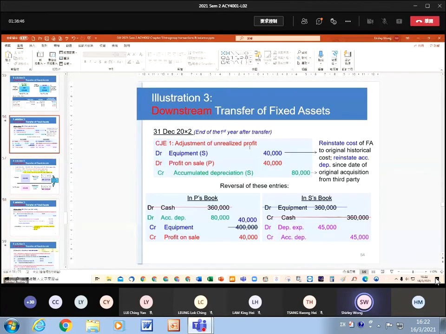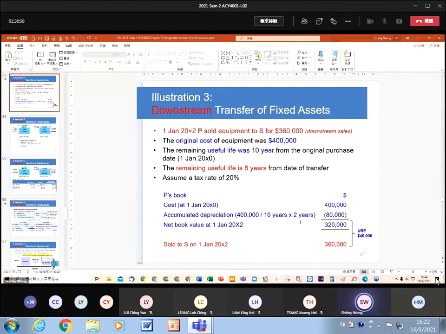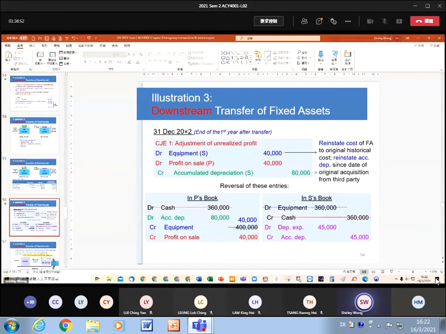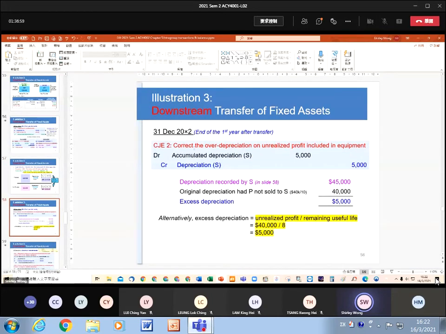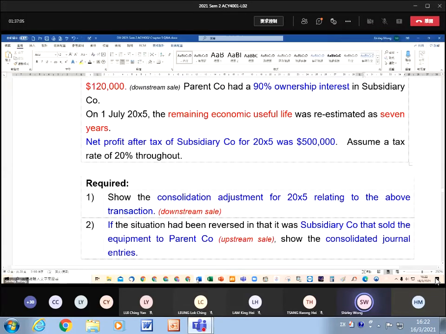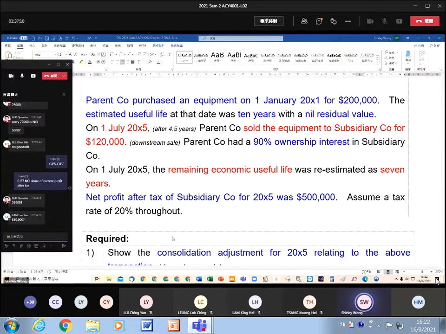First, based on slide 51, calculate the unrealized profit. Second, based on slide 54, prepare CJE number 1. And then thirdly, based on slide 56, prepare the correction of over depreciation on the realized profit. Okay, so 5 minutes for you to prepare the task for me, and then we will check the answer later on, CJE 1 and 2, and also the unrealized profit. Okay, so let's check it in 5 minutes.